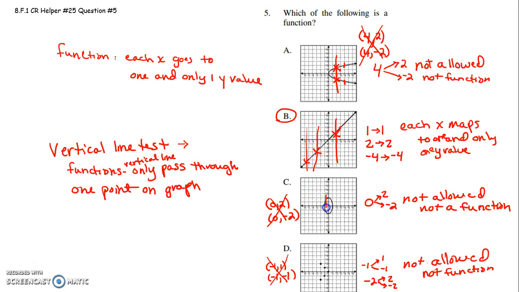If I take any vertical line here and I see on my graph I'm passing through 2 points, not a function. Any vertical line here and I look on my graph and I pass through 2 points, it's not a function. That's a problem. All right, I hope that helps. I know it's long.